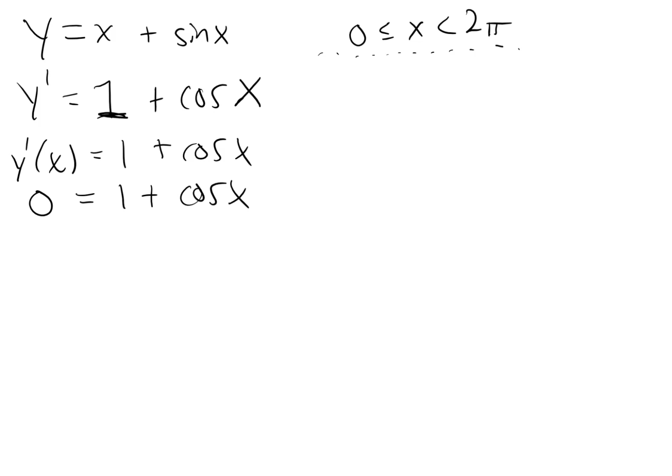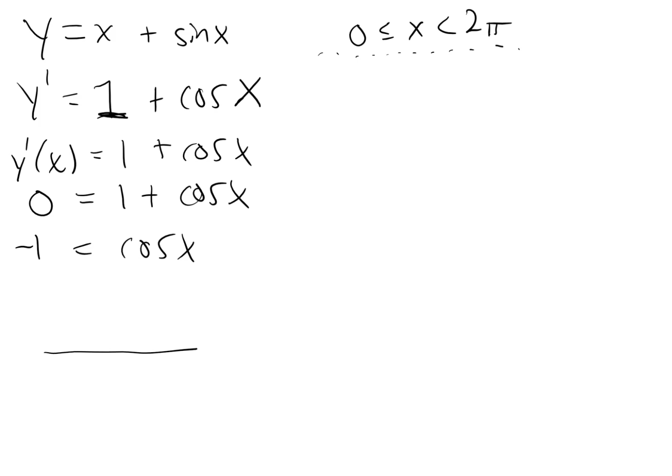Now to solve this, we need to subtract the 1 over. And we can't really undo a cosine. That's not how that works. This cosine of x is all together. Cosine is a function of x in this question, so don't try to divide both sides by cosine or anything like that. That doesn't make sense. We have to ask ourselves, when is cosine equal to -1?